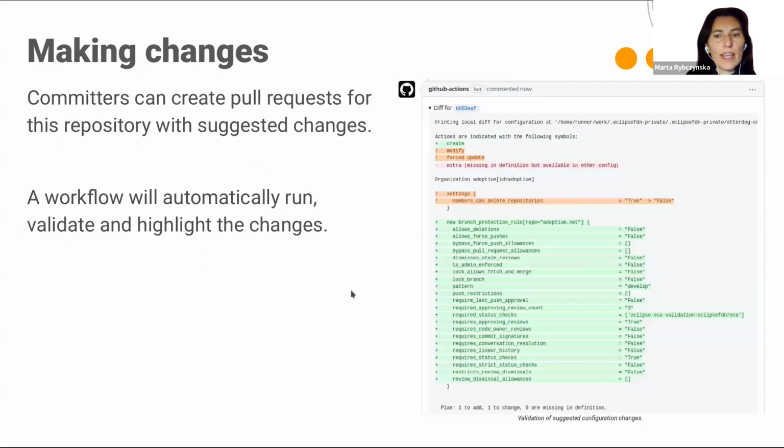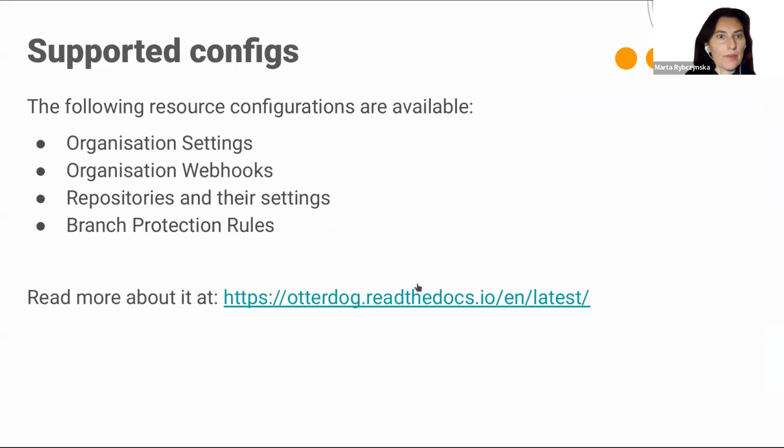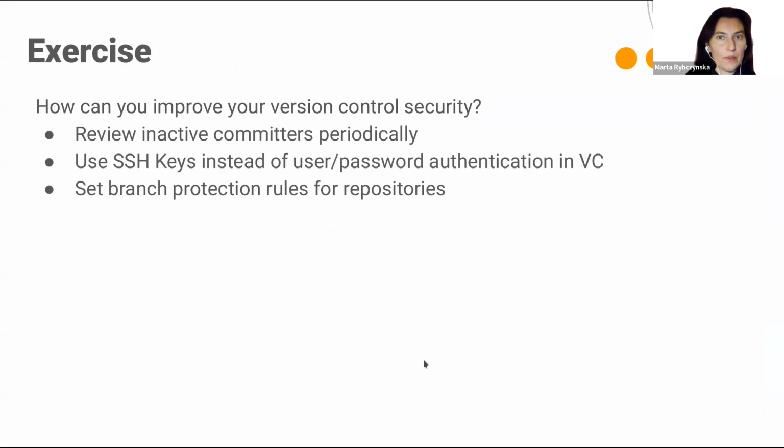Now, how it looks when you are doing a change, like on this screenshot, it is basically a pull request with a configuration file. So you see what is happening, and you can verify those changes. There are quite many settings that are already available, and there is documentation of the tool used to do this service, called Otterdog, that you can check out too.